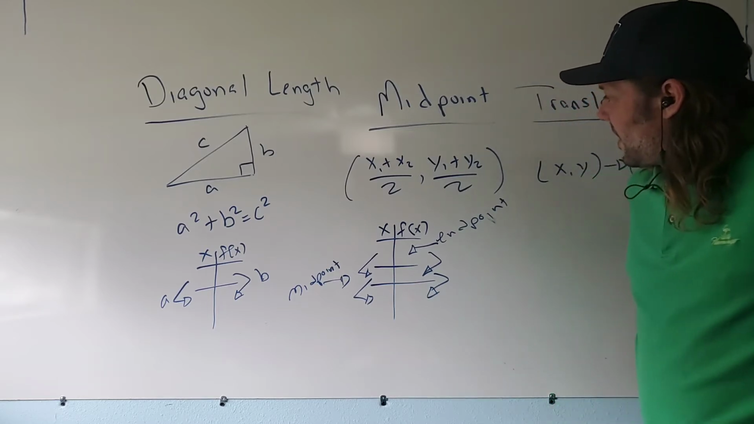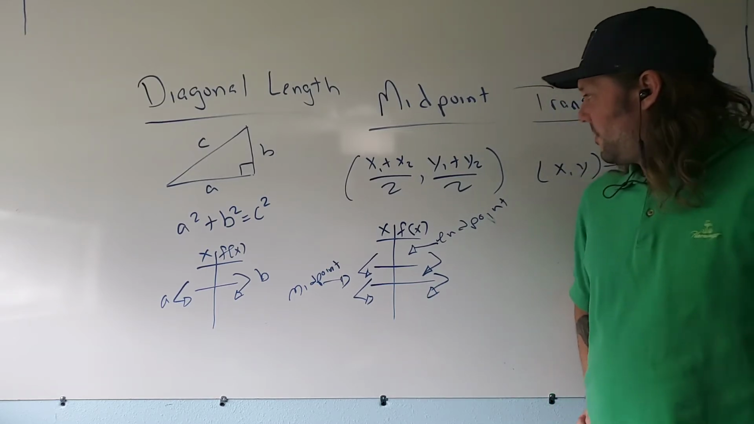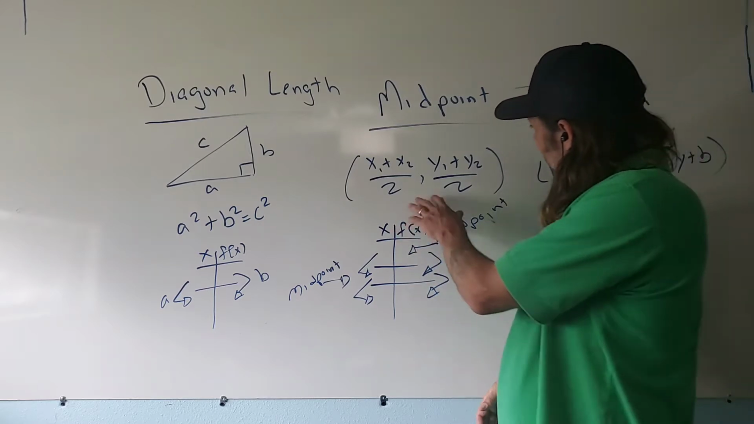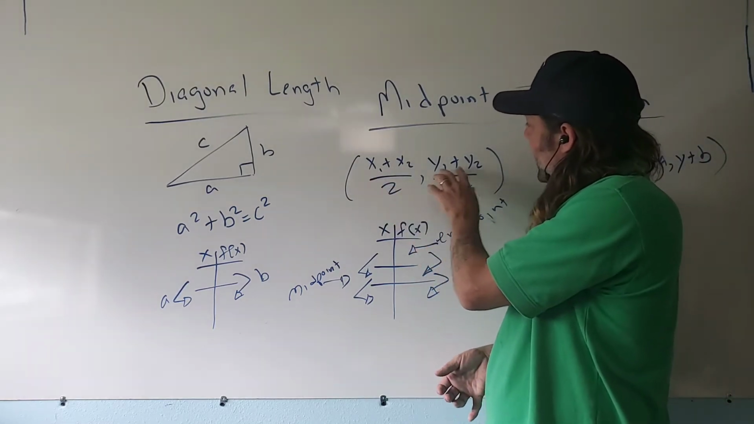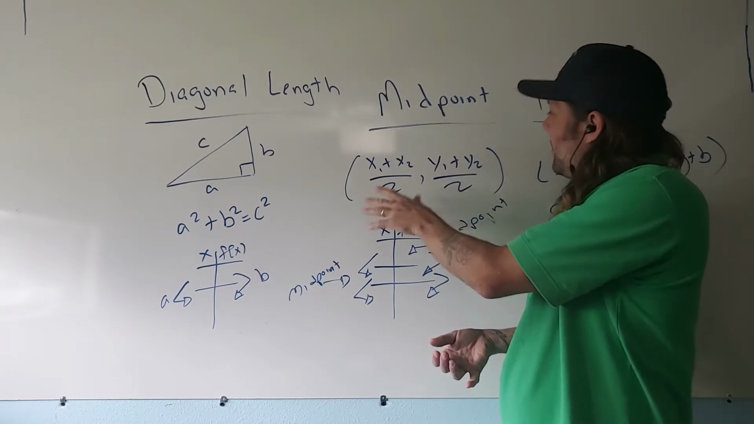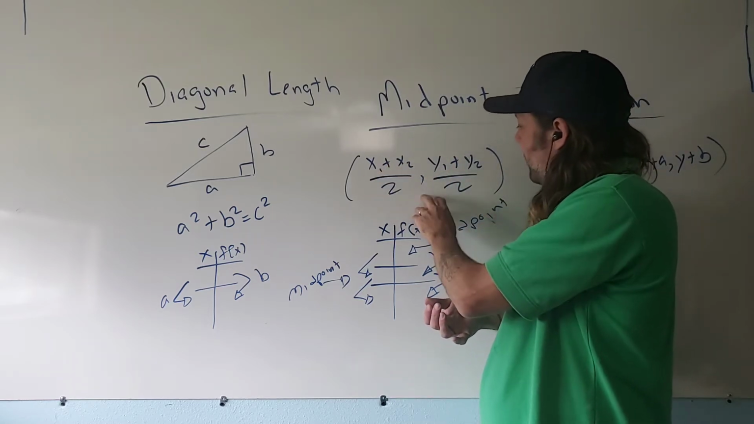If you either had a graph or you were given 2 points, you could just plug it into this little formula where you add the x's together, take half of that, add the y's together, take half of that. This is how we calculate midpoint formula.